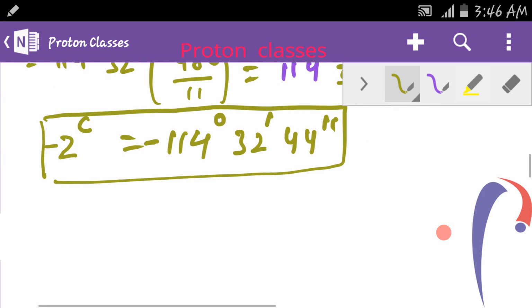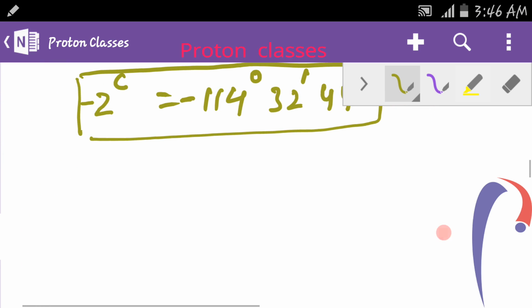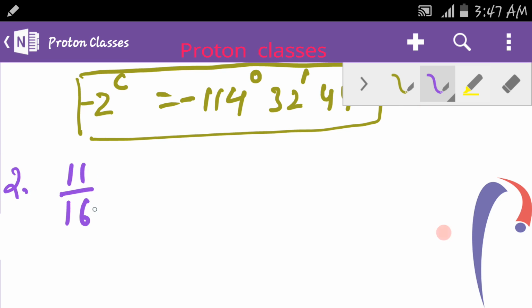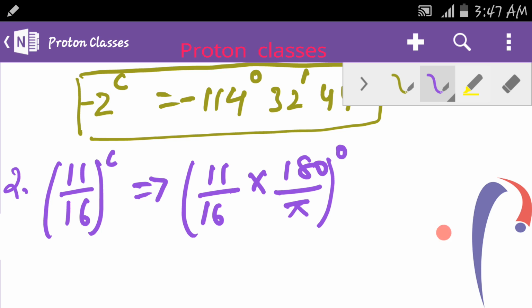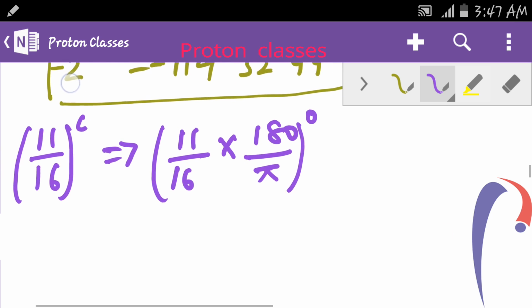Now one more question. I am taking one more question as 11 by 16 radian. Now how can we go on? As the previous one, 11 by 16 into 180 by pi. Why 180 by pi? Because 1 radian equals 180 by pi degrees. This is now converted into degrees. Now we have to convert these degrees into minutes and further into seconds.